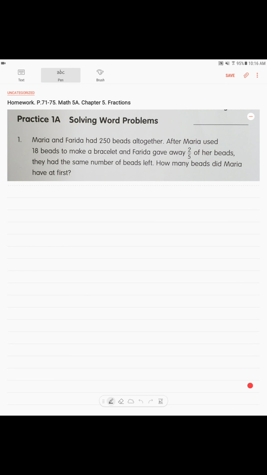Alright, homework book. Let's start checking the homework book. Page 71, chapter 5, fractions word problems.